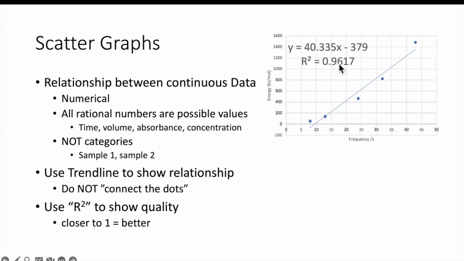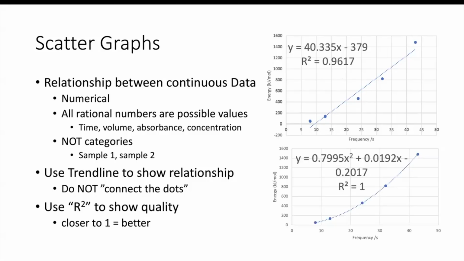That's pretty good. In chemistry, we like to see things that are closer to 0.98, 0.99, but that's okay. But if I change how I'm trying to fit that data, if instead of a straight line I do a curve, a polynomial that represents this curve, now you see that R squared value is 1.